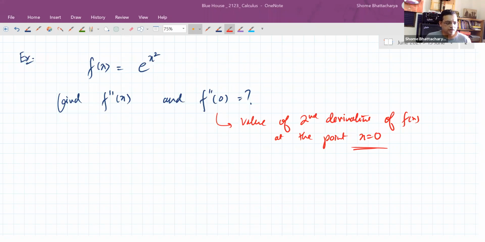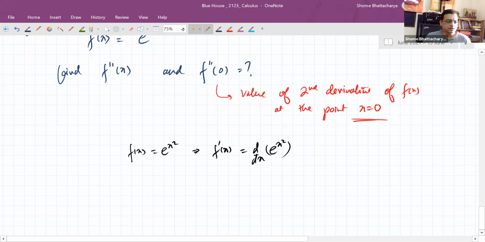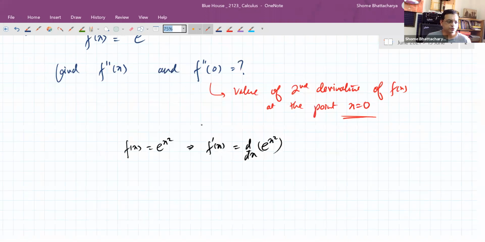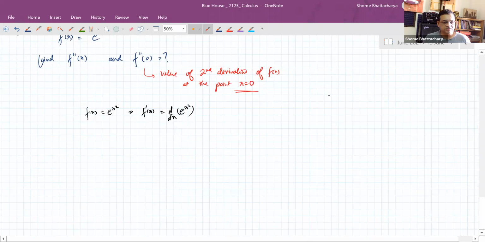So let's start with the first thing, how to get the second derivative. So given the function, we can't directly find the second derivative, of course. The first step is to find the derivative. So f prime x, we have to differentiate e raised power x square. Okay. Now I'm going to do this in 2 ways. One is the direct method, which I expect most of you should be able to do by now, as well as the step-by-step method.